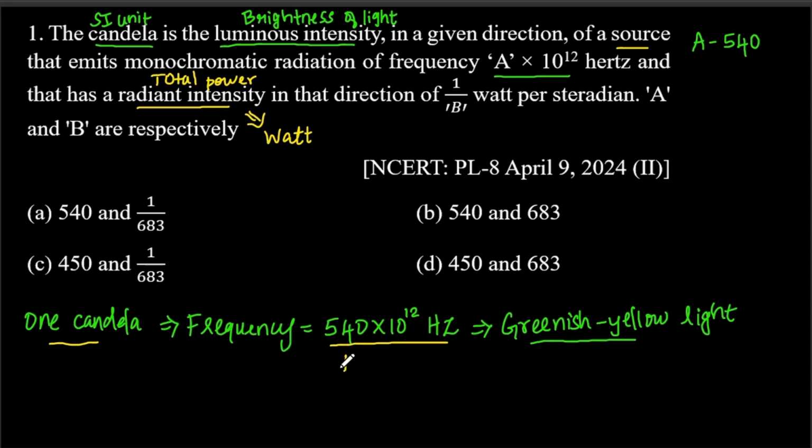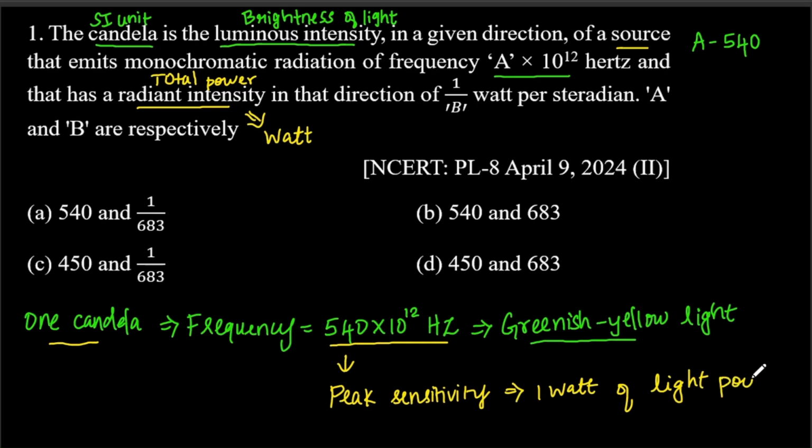Now at this peak sensitivity, our human eye perceives 1 watt of light power of 683 lumens. This 683 lumens is the maximum theoretical output achieved by a perfectly efficient source emitting monochromatic greenish yellow light at 540 into 10 power 12 Hz.